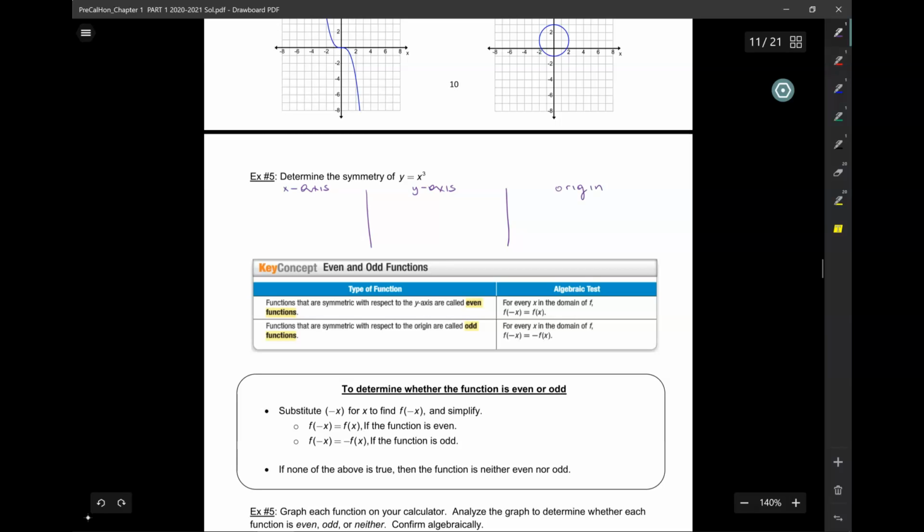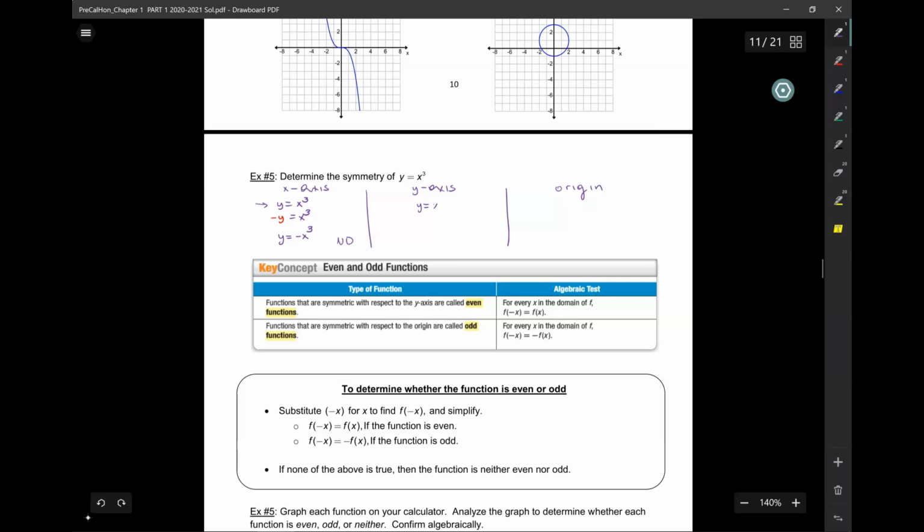Okay, for the x-axis, you want to substitute negative y for y. So you start with the function, right? For y, you want to replace y with negative y. And then you have to simplify this function, so solve it for y again. When I solve this for y, what do I get? Y equals negative x cubed. Now, did I get the original function back? No, this is different from the original function. So it's not symmetric against the y-axis. I'm sorry, the x-axis.